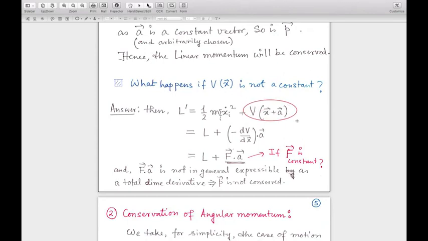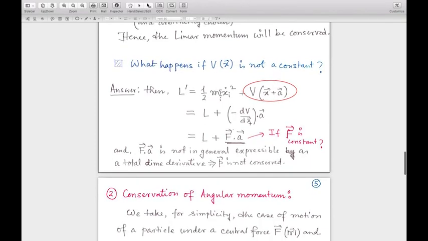Expand this as V of x plus dV/dx times a. And finally you can write that V of x gets absorbed with this term to give the old Lagrangian, plus you will have minus dV/dx dot a. Minus dV/dx vectorially is nothing but the gradient of V, and this is equal to L plus f dot a. Now in general it is not expressible as a total time derivative, that's why your p is not conserved.